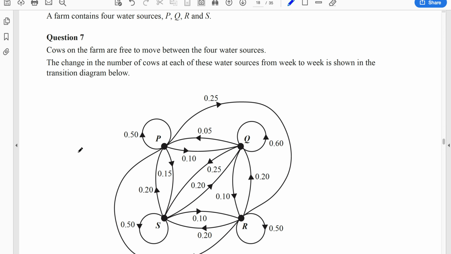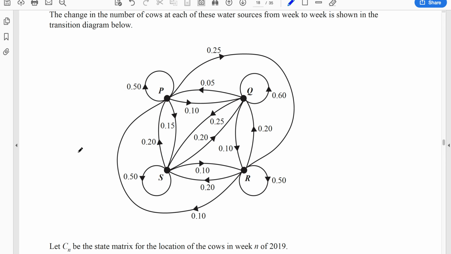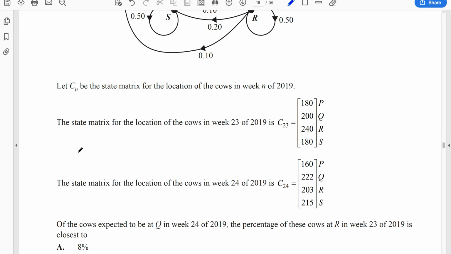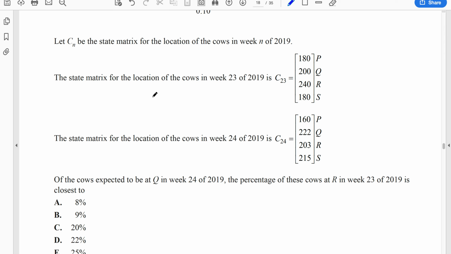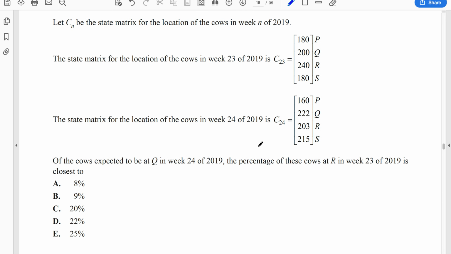Okay, on to number 7. Fairly challenging one here, because you've got this gigantic transition diagram. You don't actually need to use all of that transition diagram though for this question. So what we're told is it's all to do with the movement of cows. We've got week 23, the numbers for each of the 4 locations, and we've got week 24 as well. So what's really important with these sorts of questions is that you can translate or comprehend what they're asking for here. So, of the cows expected to be at Q in week 24.